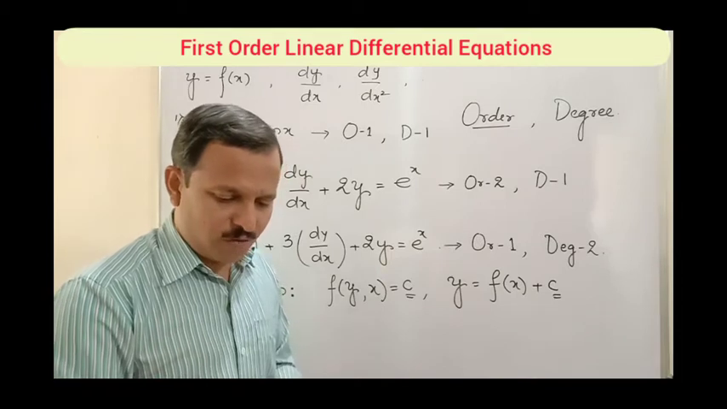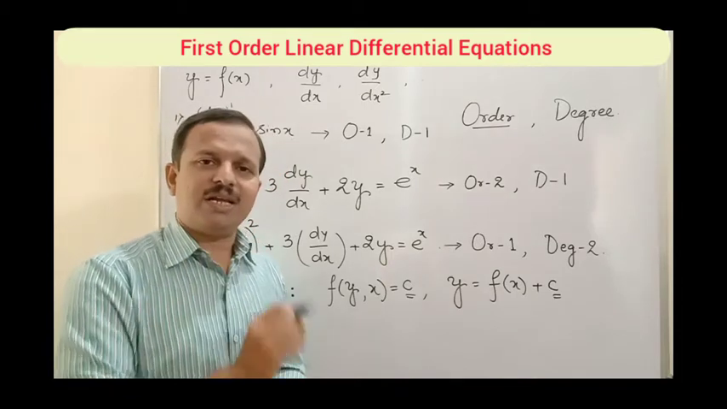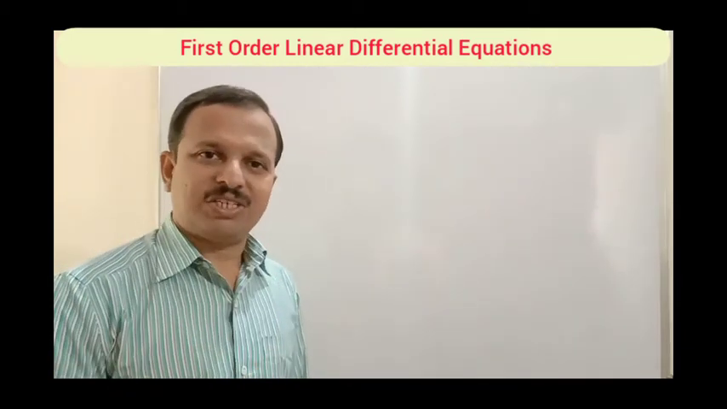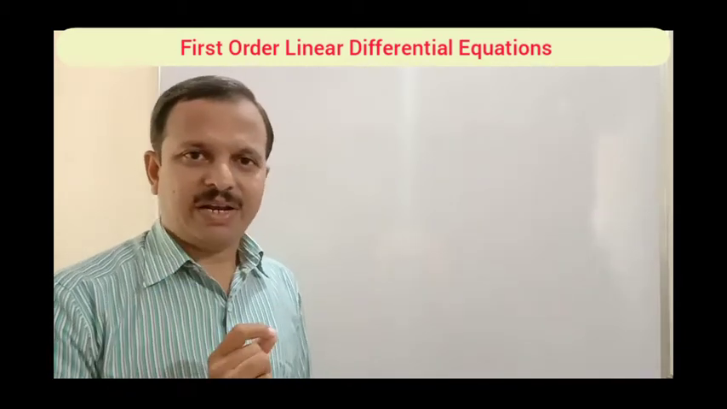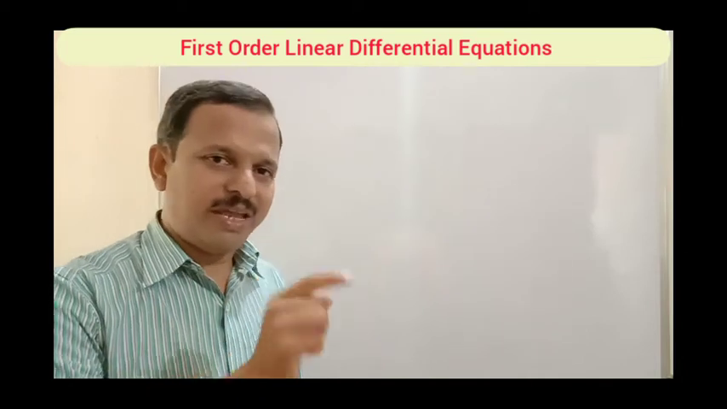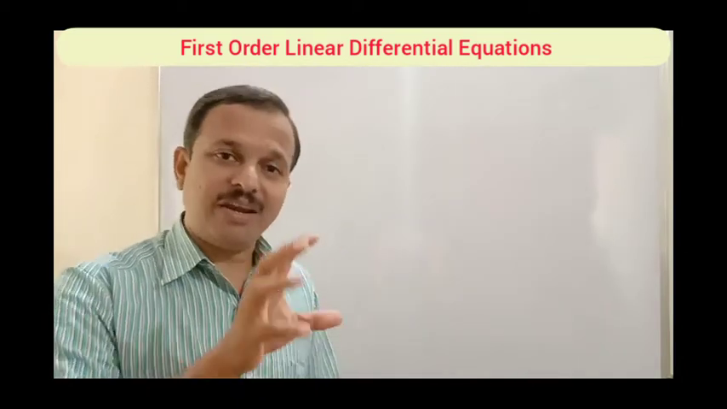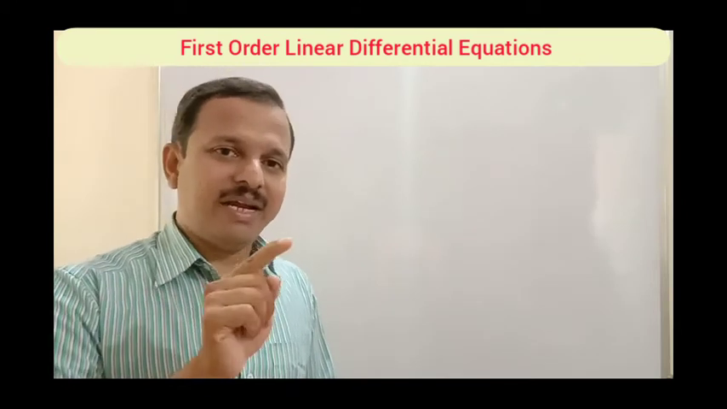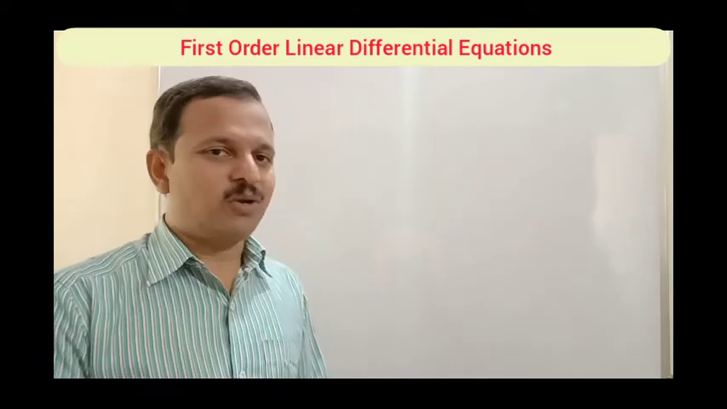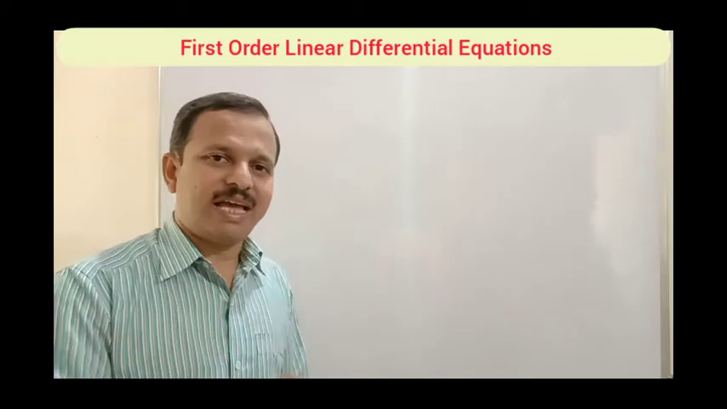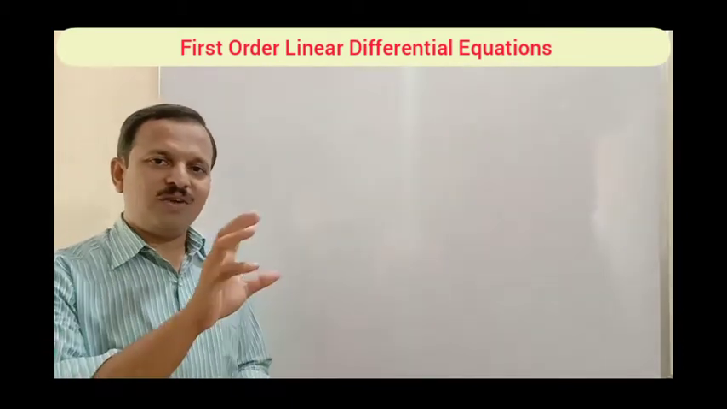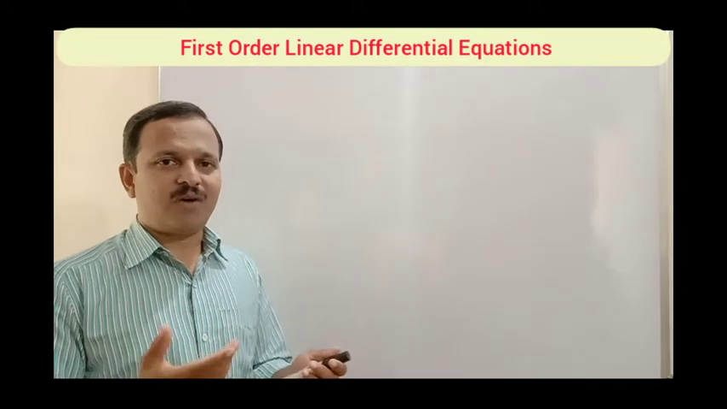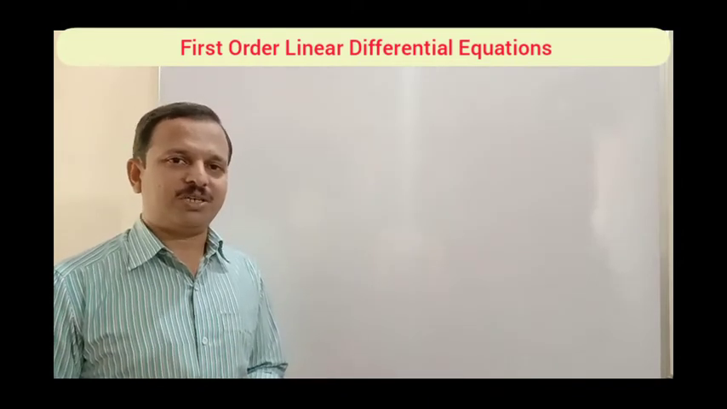Now let us go for one important thing, that is linear differential equation. A differential equation is said to be linear if the dependent variable and the derivative terms appear in the first degree and they must not be multiplied together. If such a thing is there in the given differential equation, then we call that differential equation a linear differential equation, otherwise a non-linear differential equation.